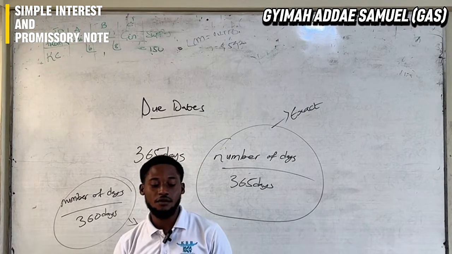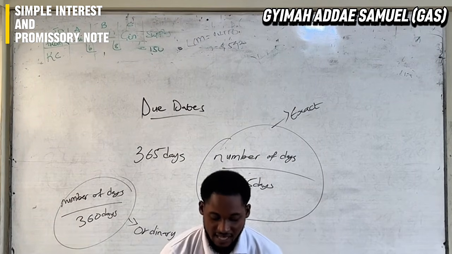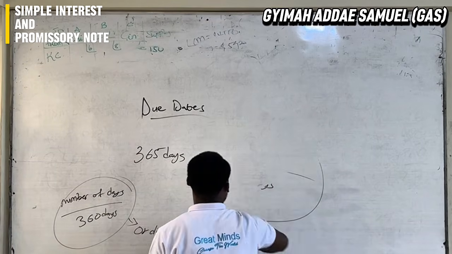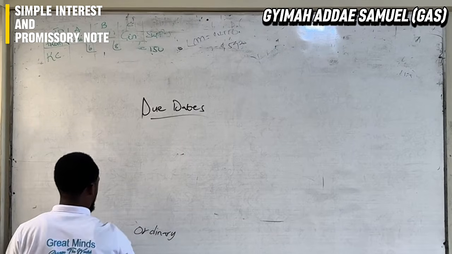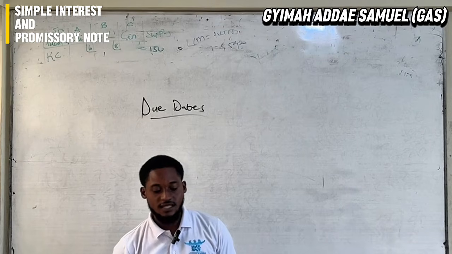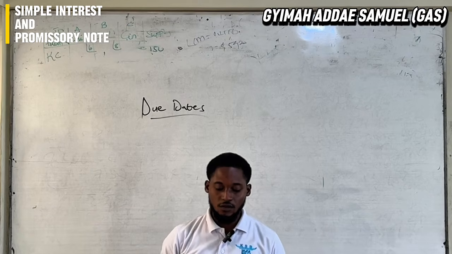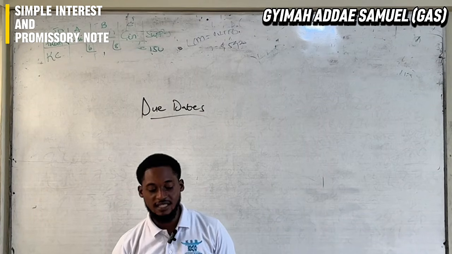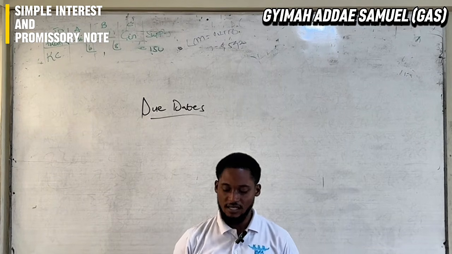There are two ways of calculating the number of days between calendar dates. So one is the exact time. With the exact time, which is the count of the actual number of days, including all except the first day. And the approximate time assumes that each month has 30 days.